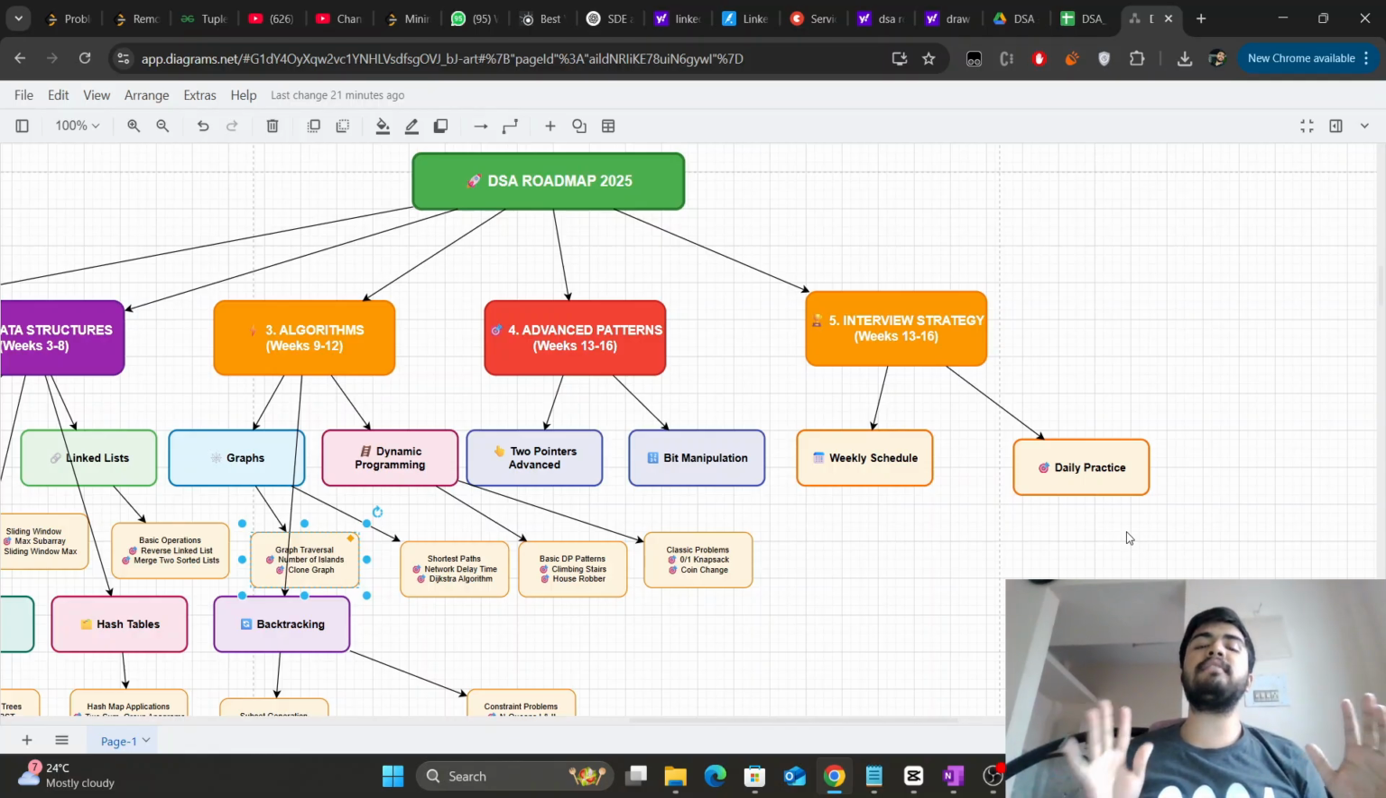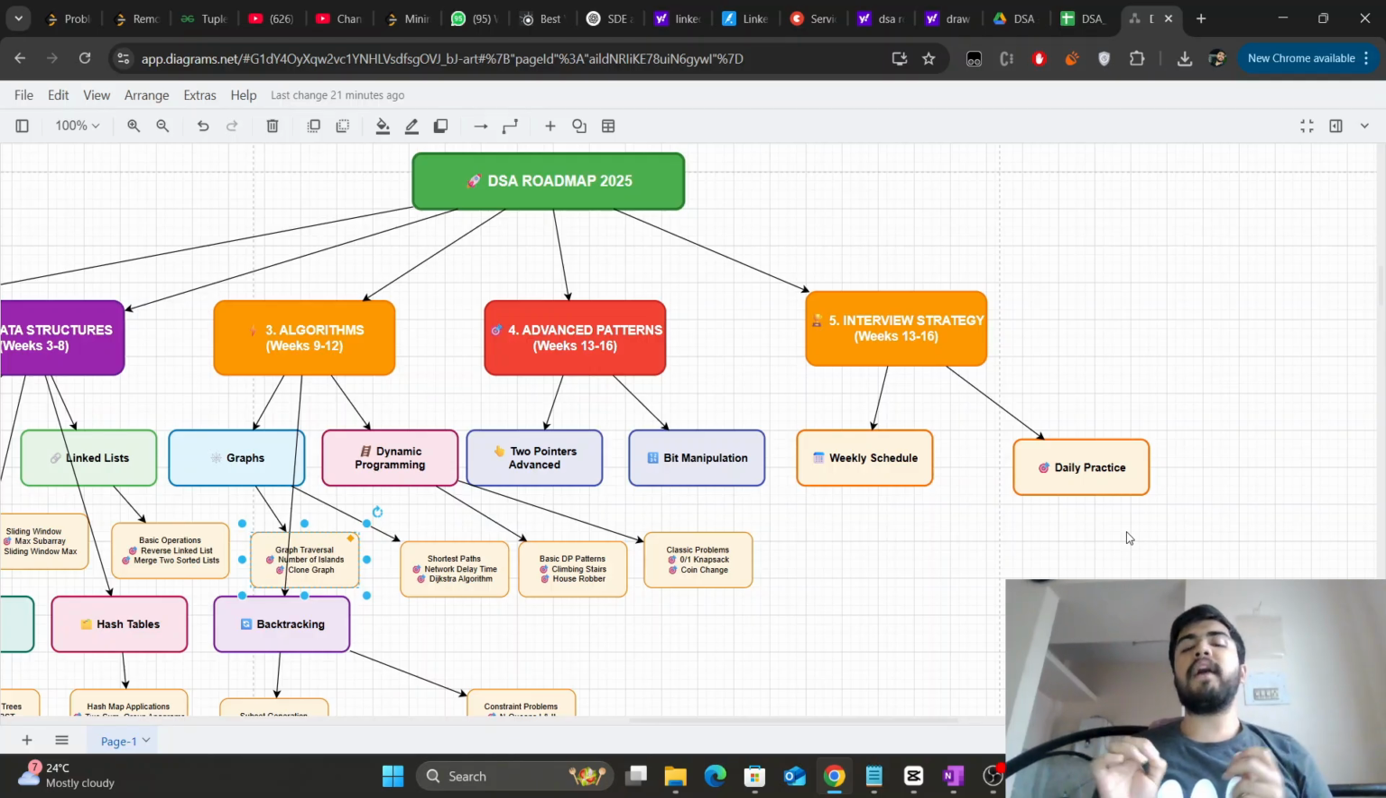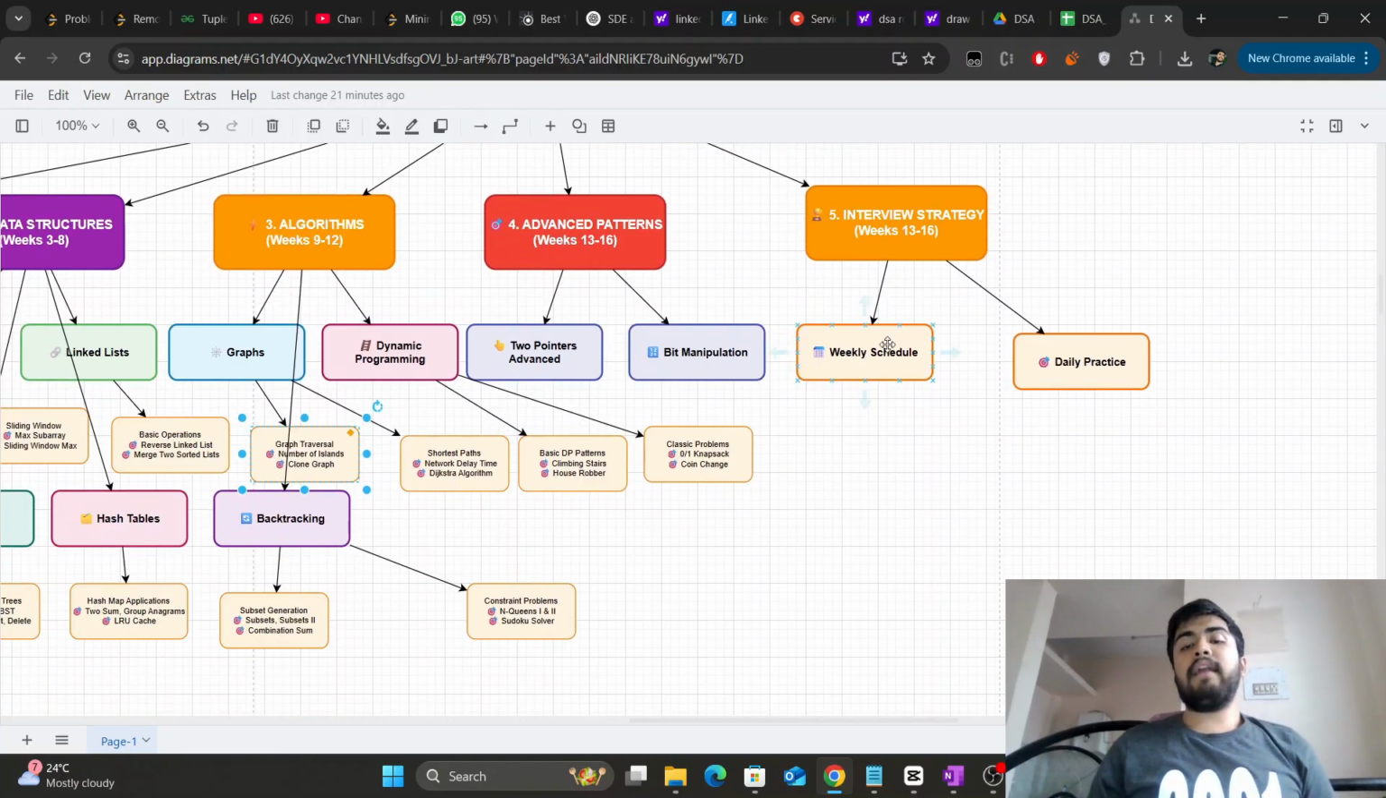And on daily practice, I would highly suggest putting a timer and, within a time bound, trying to solve the problems. In a real interview, you will be in time-bound situations where you have to react, right? So that's the reason to always try to solve problems in time-bound scenarios. Yes. And we have a weekly schedule.